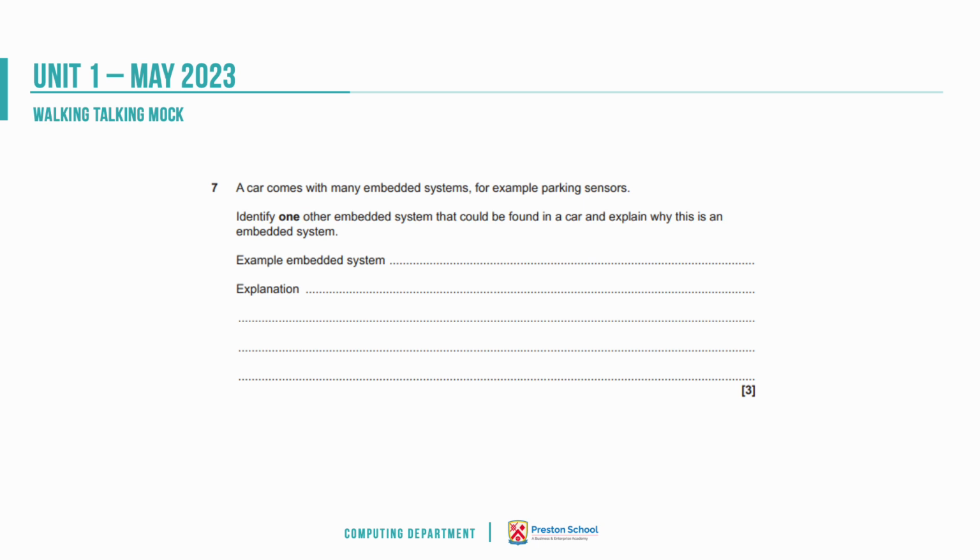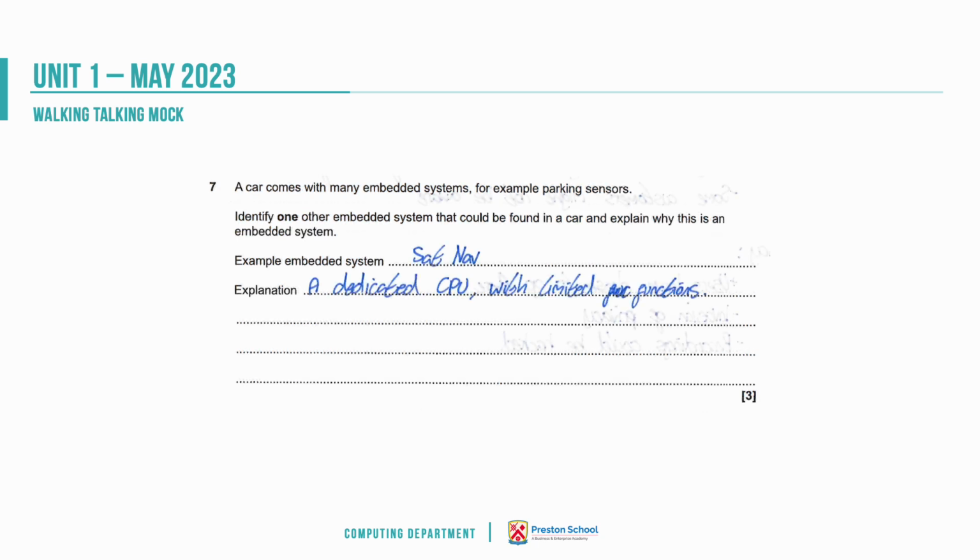And our final question then looks at embedded systems. It wants an example of an embedded system within a car, along with an explanation of why. Most people here got the mark for the example, but didn't get the mark for the explanation. I've gone with sat-nav. I think a sat-nav is an example of an embedded system, but there are loads. Parking sensors, entertainment system, automatic windscreen wipers.